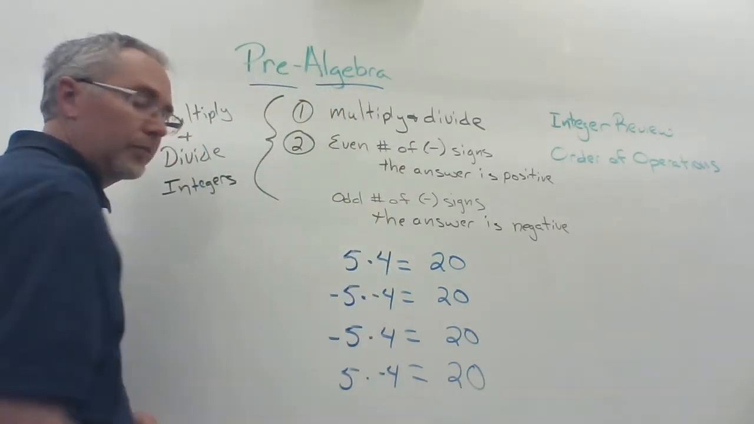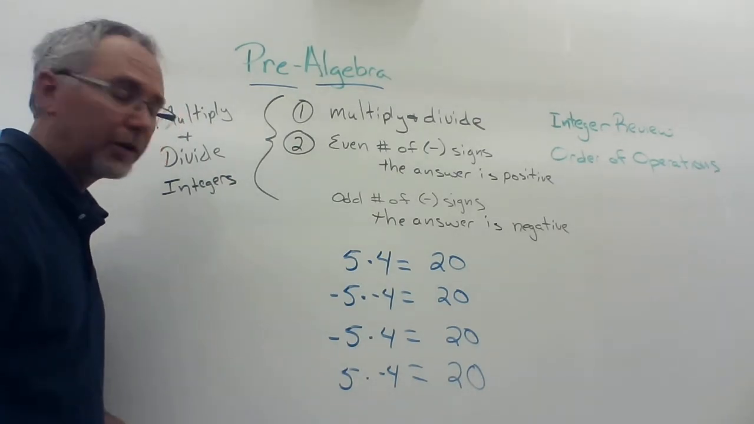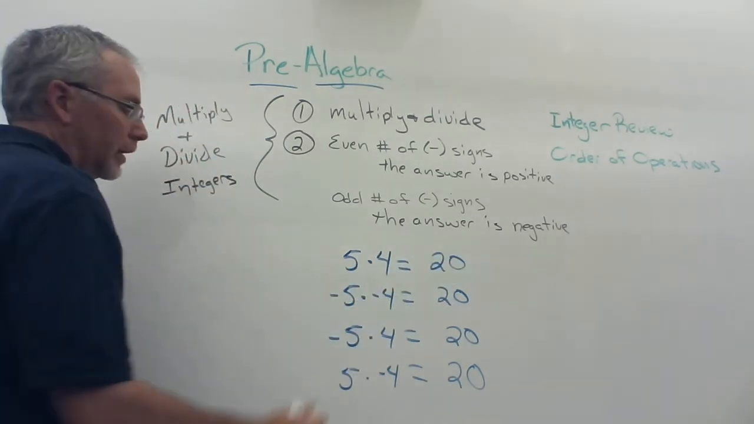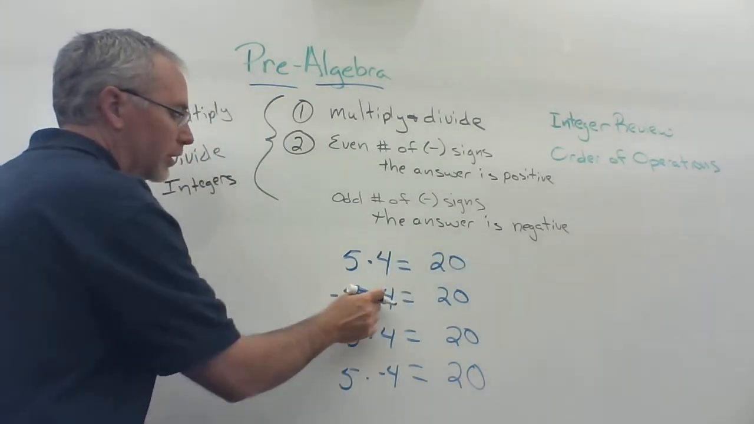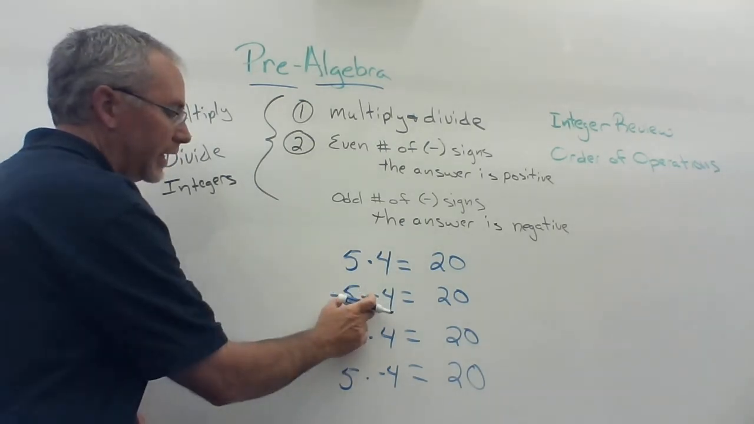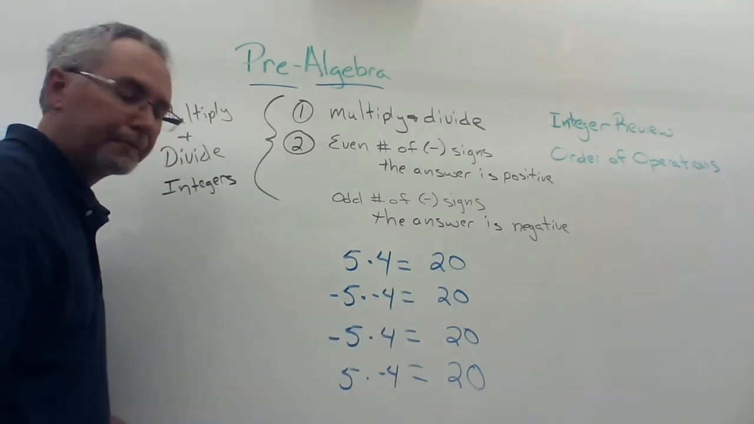If I look at this problem, there are no negative signs, and so 0 negative signs would be the same as an even. So my answer is just 5 times 4, which is 20. If I come into this one, I have 1, 2 negative signs. 2 is an even number, which means the negatives cancel each other out. I end up with a positive 20 again.